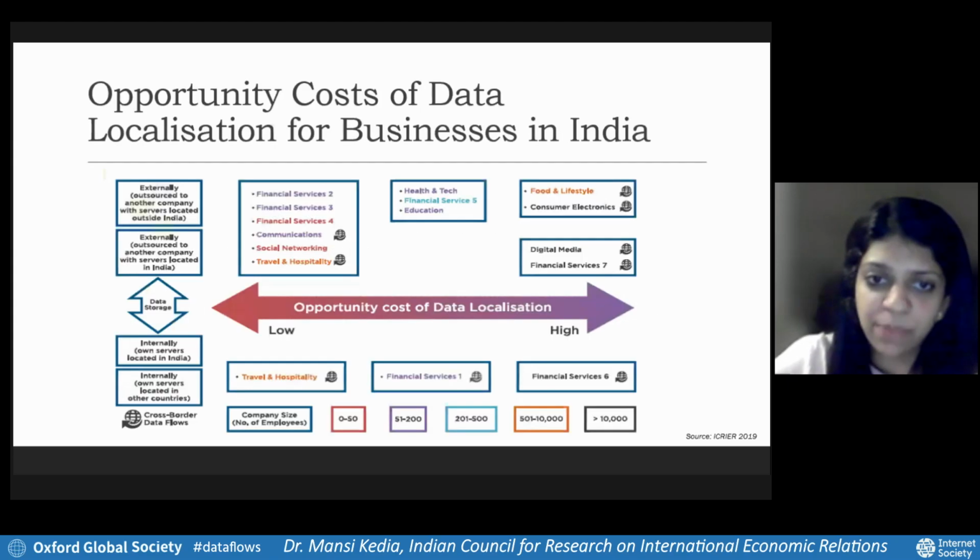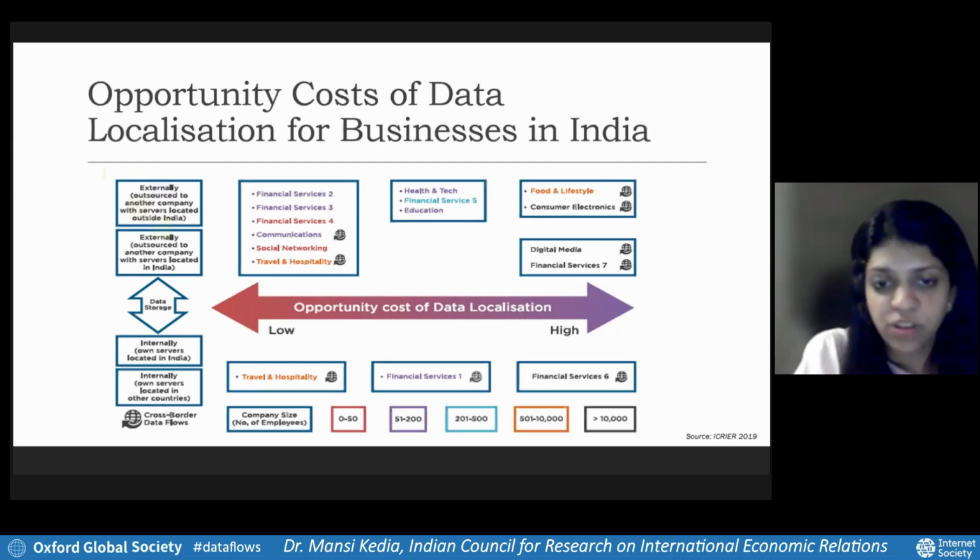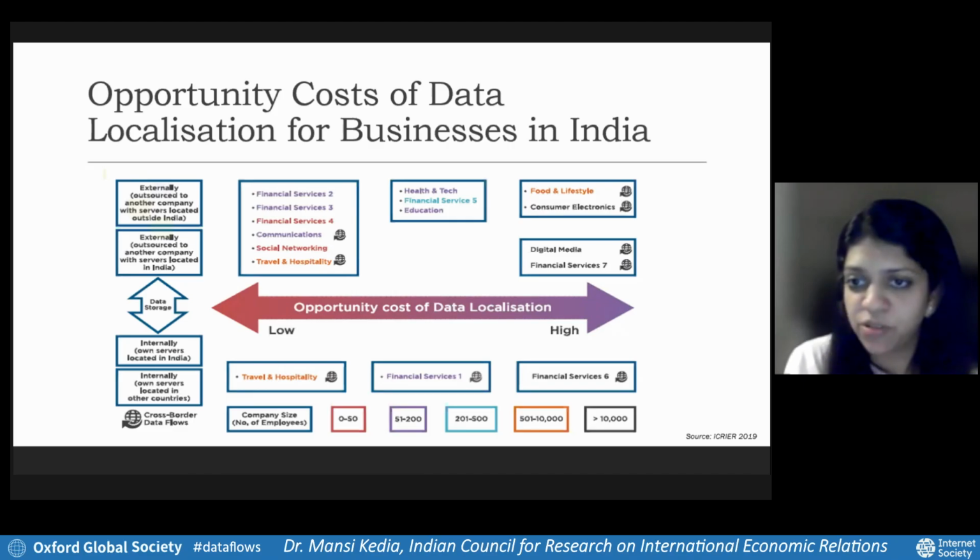And then we deep dived into specific companies and specific sectors, trying to understand what are the opportunity costs of data localization. And this largely emerged from India's very rapidly evolving sectoral policies towards data localization. So we tried to cut our sample across companies in different sectors, across companies that used their own servers versus used cloud-based servers for data processing and data storage. And we also covered them by size. So small companies versus big companies.